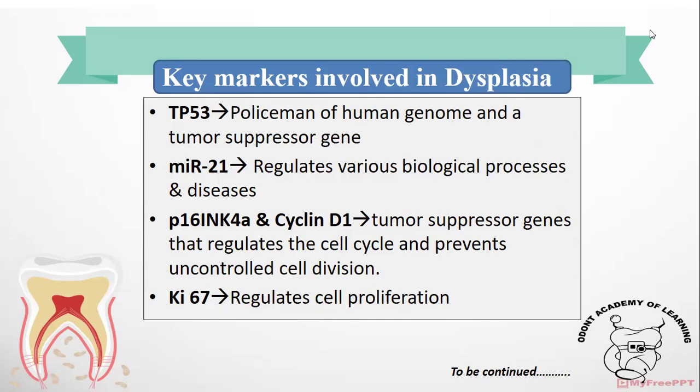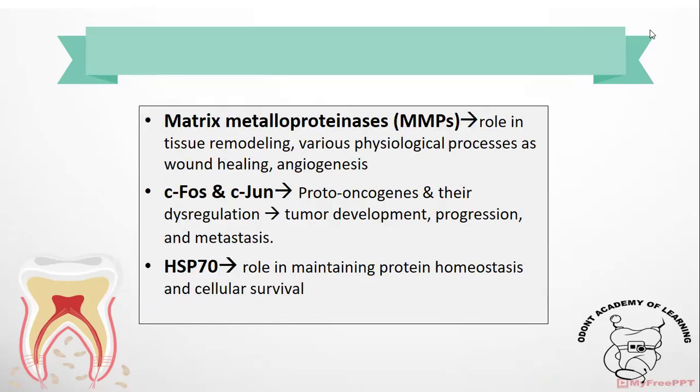Next is Ki67. Ki67 is a very commonly used marker for assessing how rapidly the cells are proliferating. Basically, Ki67 regulates cell proliferation, and if the Ki67 marker is mutated, then that will result in the excessive proliferation of the cells at that specific area, resulting in the dysplastic changes.